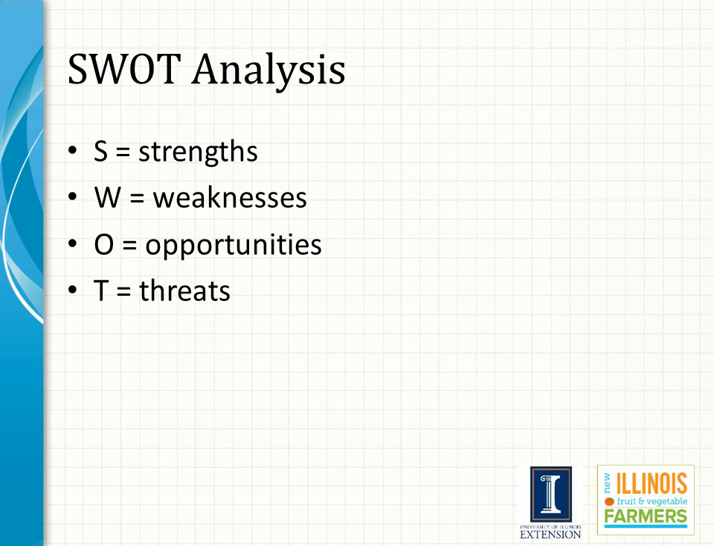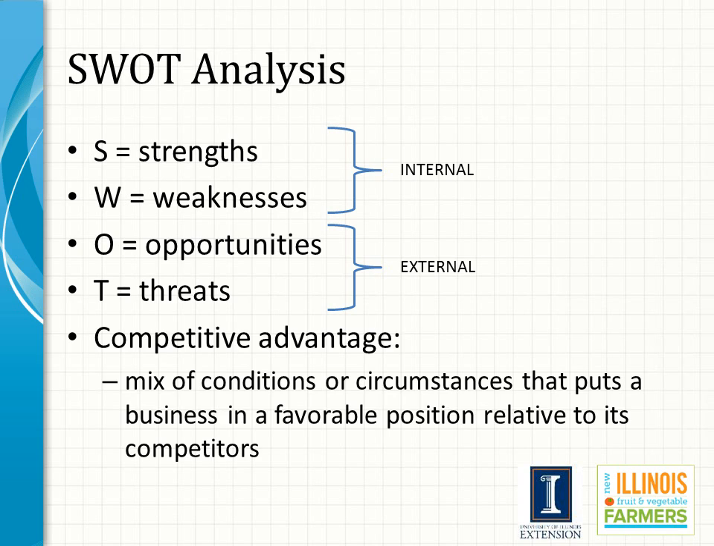SWOT stands for strengths, weaknesses, opportunities, and threats. Strengths and weaknesses are internal to your business, while opportunities and threats are outside or external to your business entity. SWOT analysis is all about competitive advantage, which is just the mix of conditions or circumstances that puts a business in a favorable position relative to its competitors.